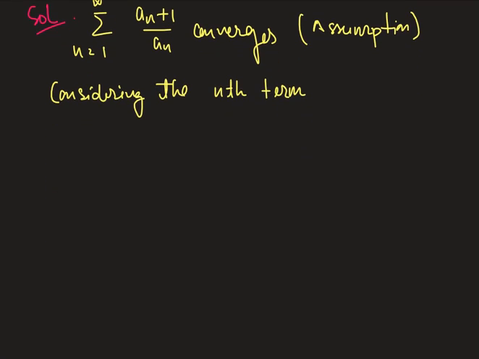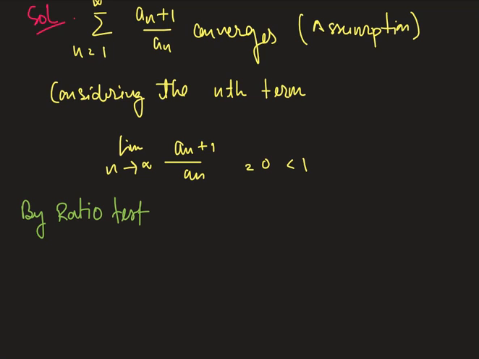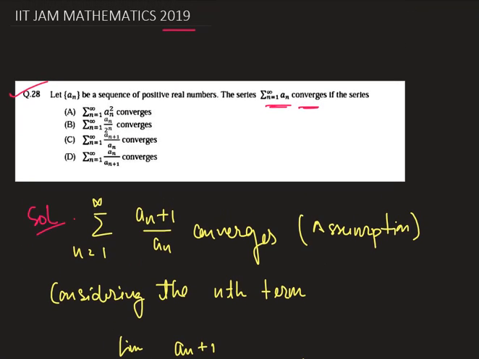And the limit as n tends to infinity of a_(n+1) divided by a_n will be 0, which is less than 1. Therefore, by the ratio test, we can say that the sum over a_n, n equals 1 to infinity, converges. Therefore, the correct answer is option C.